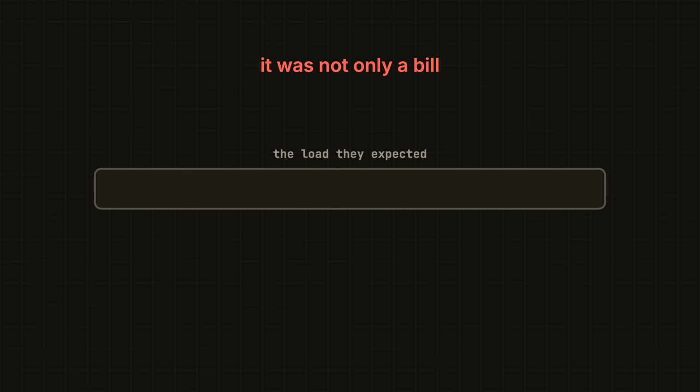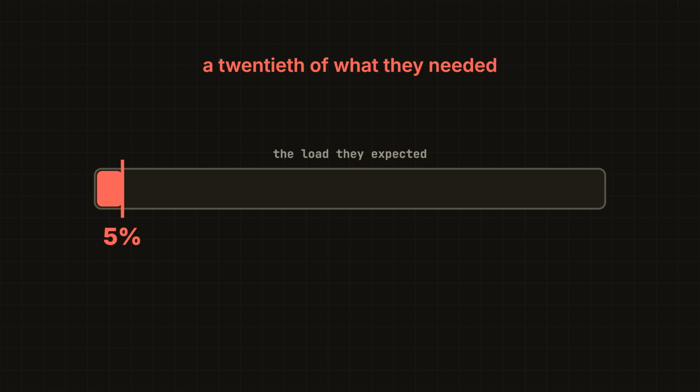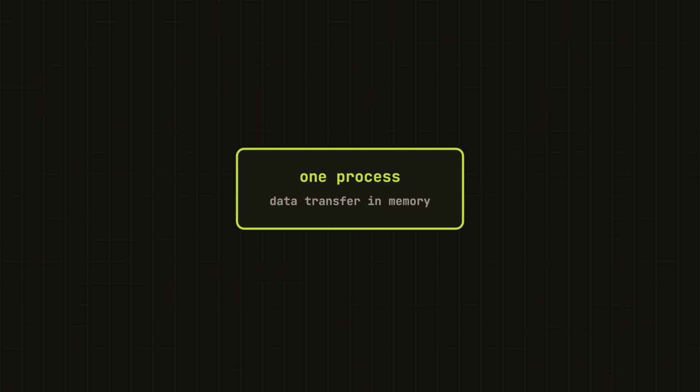And here is the bit that gets left out completely. It was not only a bill. They say the way they used those components made them hit a hard scaling limit at around 5% of the load they were expecting. So, about a 20th of what they actually needed. That architecture could not reach the load they needed without being redesigned. And the fix was to put all the components into a single process. So, the data transfer happens in memory itself instead of going through S3. And that is where the 90% comes from.